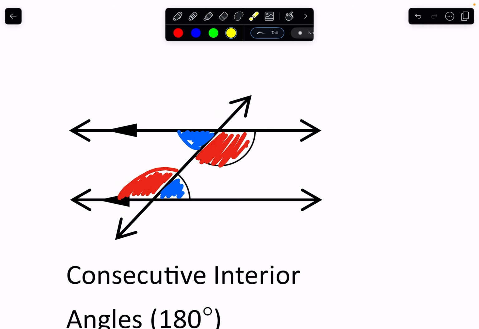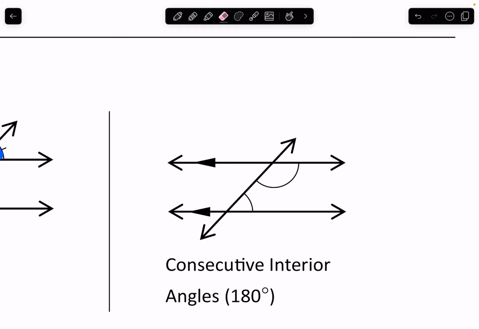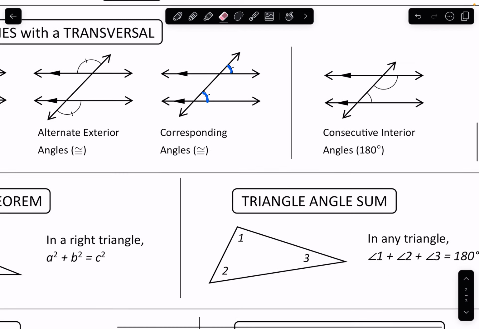And this is kind of a cool picture, and it helps you see where they came up with these rules because this blue and this red make a straight line. And we know that a straight line is 180 degrees. So if a blue and a red add up to 180, it doesn't matter where those two angles are, they still add up to 180 degrees. All right, what else do you need to remember?